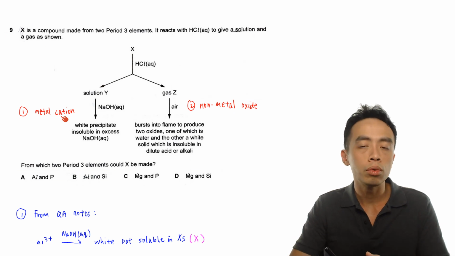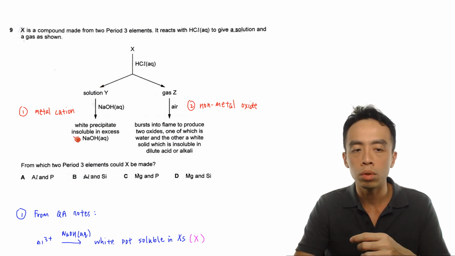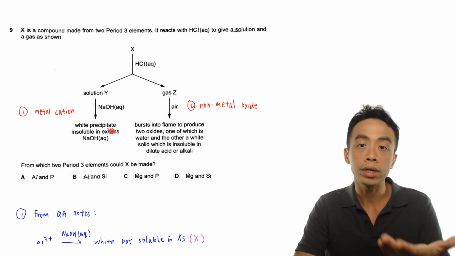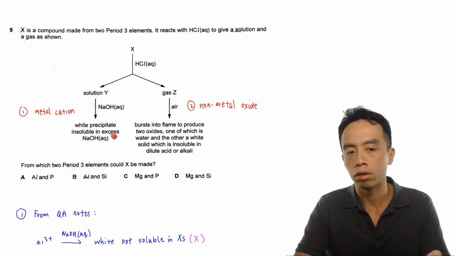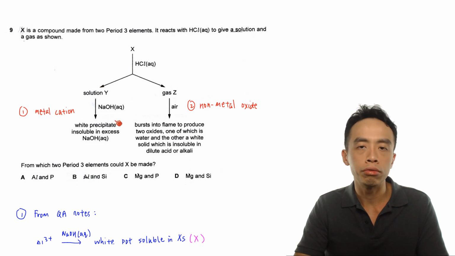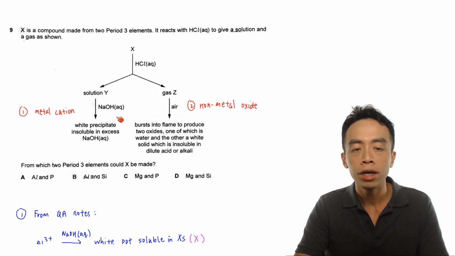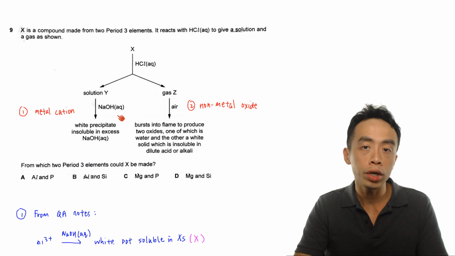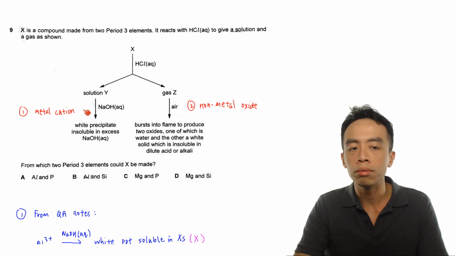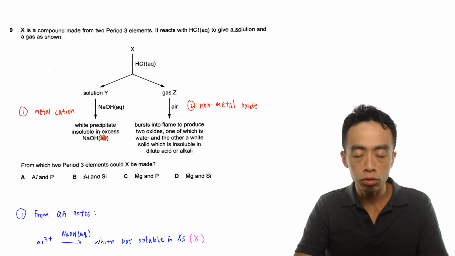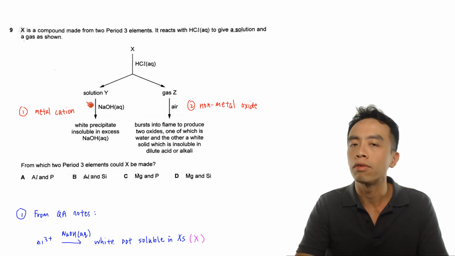Now as mentioned, since we have to identify one metal and one non-metal, then very likely this test here is to test for the metal cation. Because if you look at the test here, it should remind us of QA. So we will refer to the QA notes in the data booklet to try to determine which metal cation will give me this observation. So what this also means is the non-metal oxide will have to be identified here. Because this is for the metal, this one must be for the non-metal.